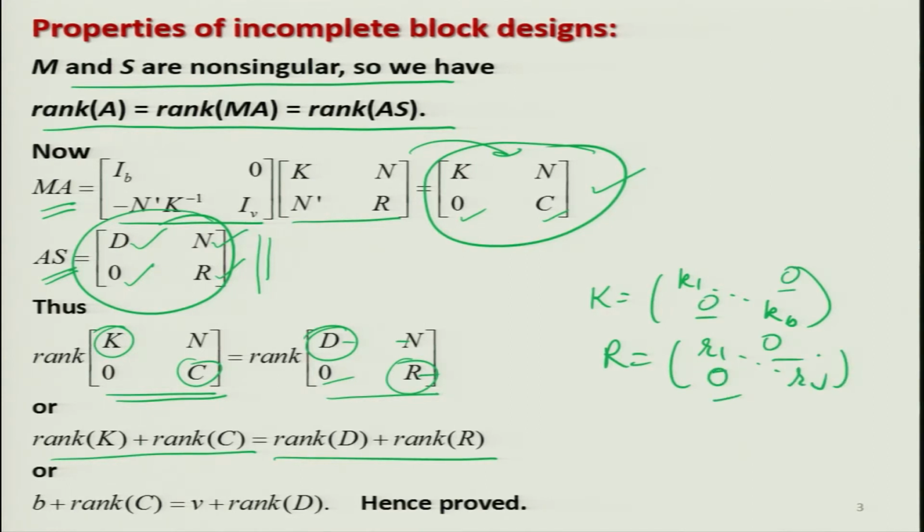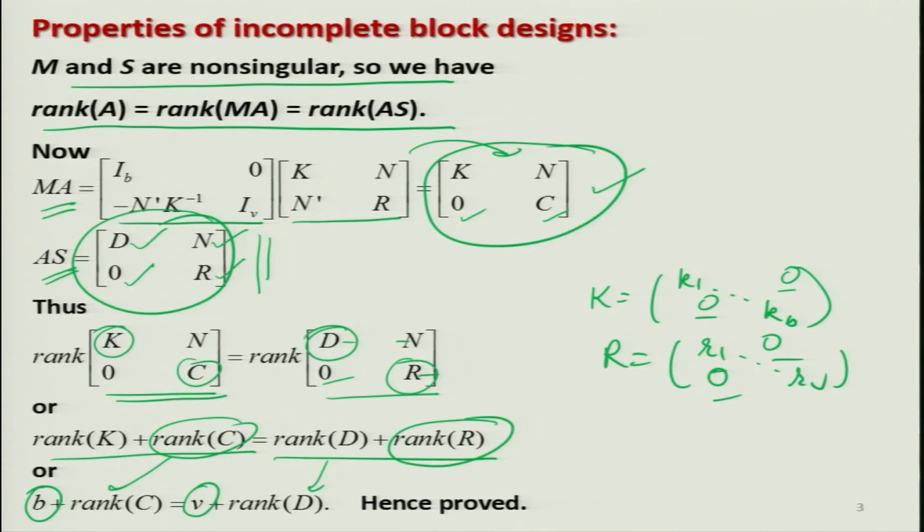Right. So the rank of K matrix is going to be B, and rank of D matrix will remain as here, and rank of R is going to be V, and rank of C comes over here. So now you can see that that is what we have proved, B plus rank C is equal to V plus rank of D.